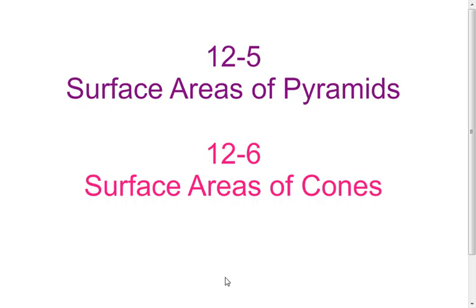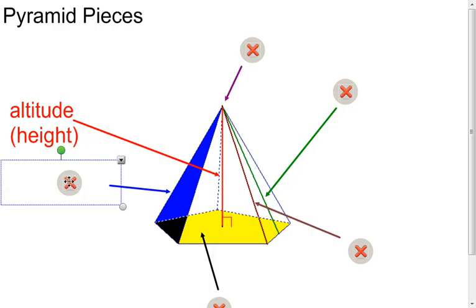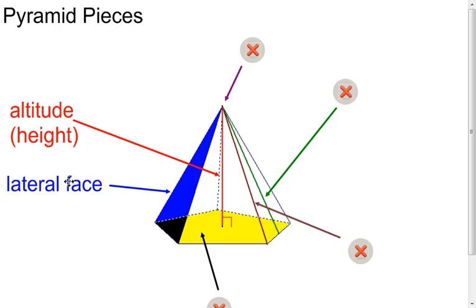In this lesson we're going to take a look at the surface areas of pyramids and of cones. And the first thing I'm going to look at is all the different pieces that make up a pyramid. Many of these pieces I'm hoping you can look at and say, well, I already know what that is. For example, this red piece is going to be the height or the altitude of my pyramid. The blue face that's right here is one of the lateral faces.